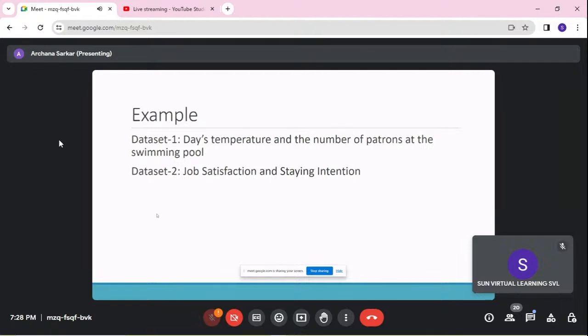Yes, madam. When heat increases, the chance of people coming to the swimming pool will be more. It is a basic phenomenon. If the temperature rises, the number of people coming to the swimming pool is definitely high. So there is a relationship. But how can I say that? I cannot say that in research. No, for that I have to prove it.